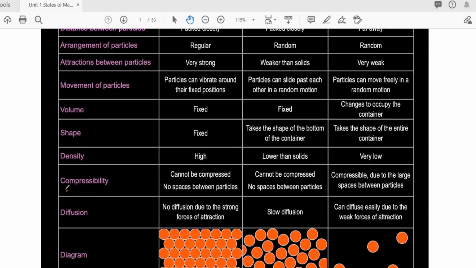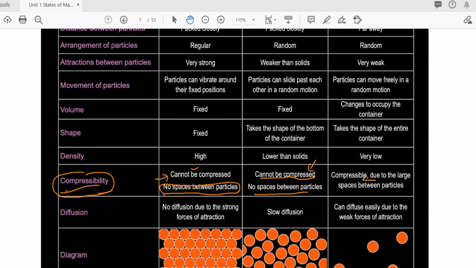After that, the next property, compressibility, means how much you can compress them. If you talk about solids, you cannot compress them easily. Why? Because the particles are already closely packed and there is no space between them. Liquids are also difficult to compress because they have very small space, but you can ignore it. It means you cannot compress them either.